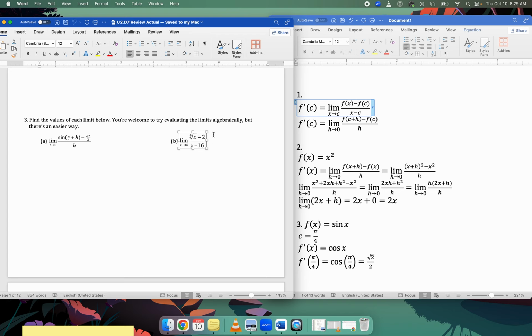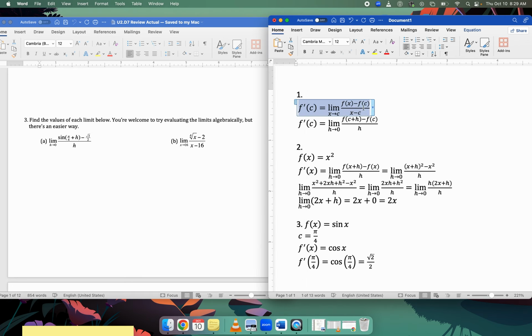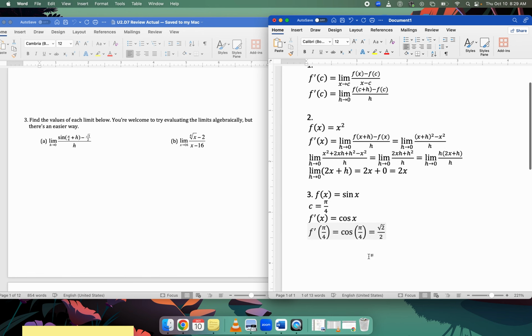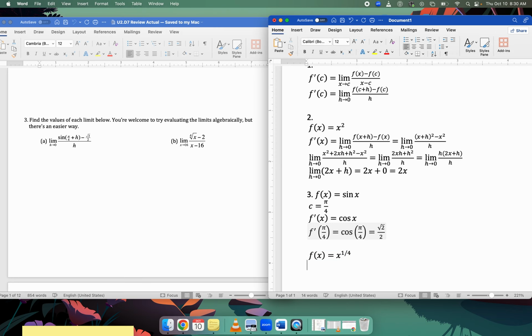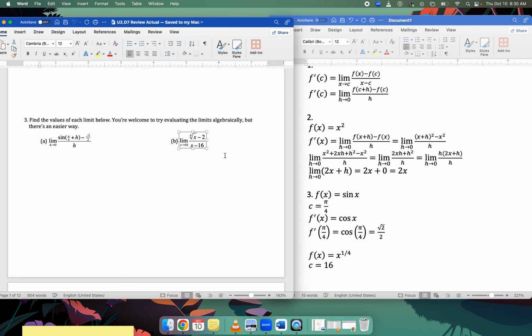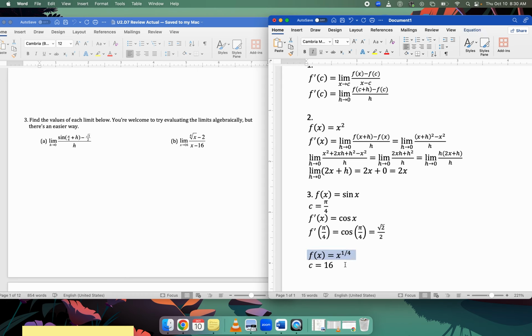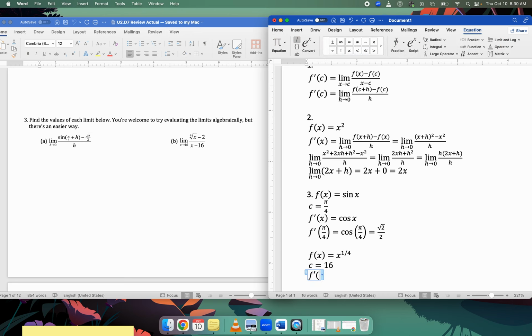That tells you that this limit right here is what you would get if you applied this formula to the function f of x equals fourth root of x, which is x to the 1/4, at the point c equals 16. So, okay, this limit is representing something, right? It represents the derivative of this function at this point. So I can find that just using the power rule.